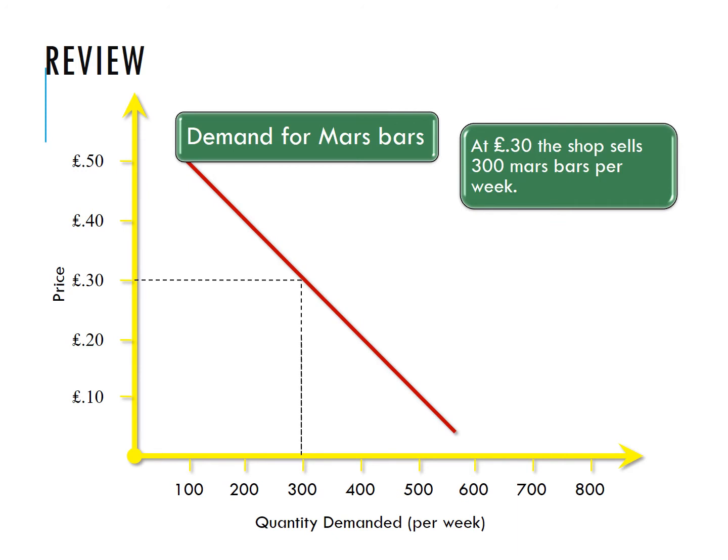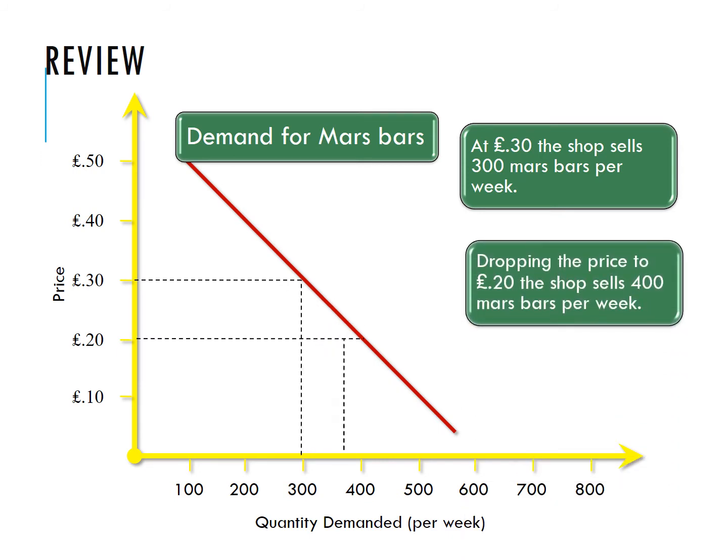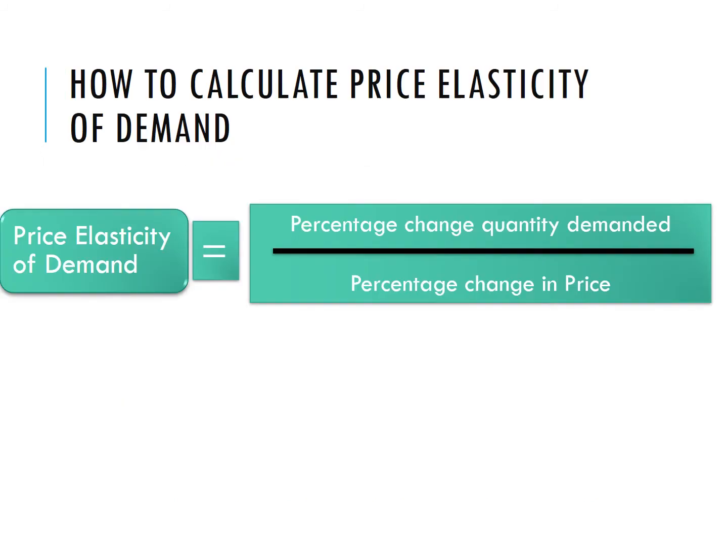A demand curve shows the relationship between price and how many units would be demanded, i.e. the quantity that people would want to buy. So here, if the price of a Mars bar is 30p, then people would want to buy 300. Now looking at this demand curve, we can also see that if the price was to fall to 20 pence, there would be an increase in demand to 400 Mars bars. So now we have the change in price and the change in demand, and with that information, we can work out the price elasticity of demand.